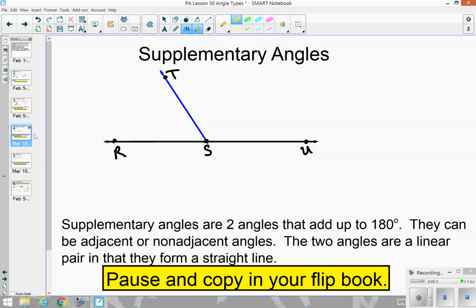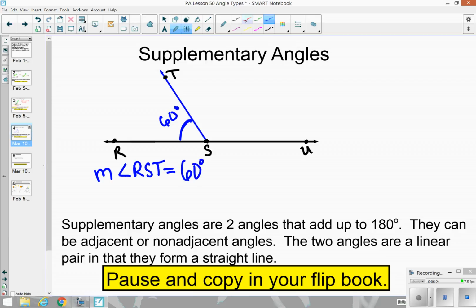All right, well now we're looking at our different set of angles, and in this case we have supplementary angles. When we're looking at supplementary angles, again, we're looking at a pair of angles, two angles, where one angle is a supplement to the other angle. Let's say that the measurement of angle RST is approximately 60 degrees, okay?